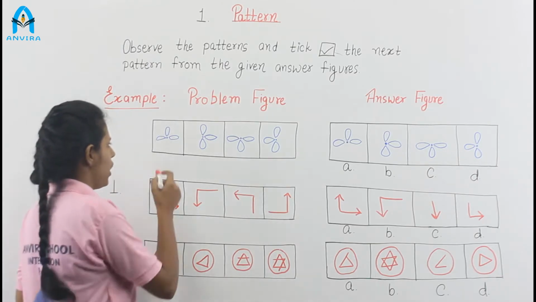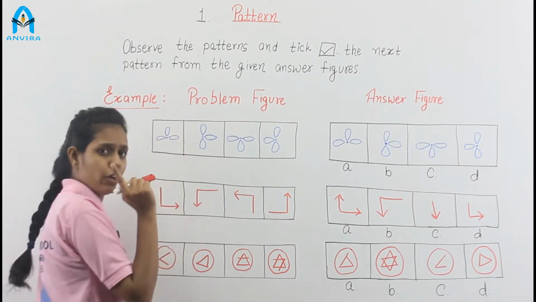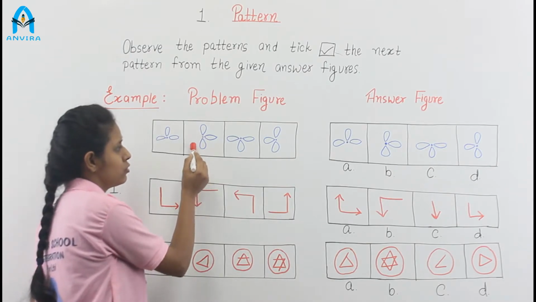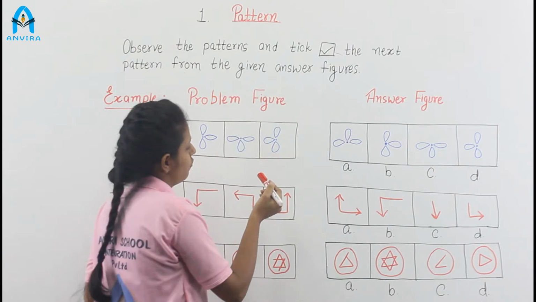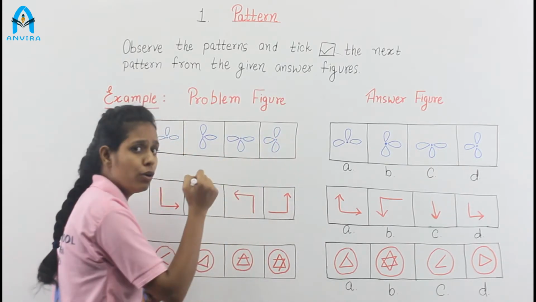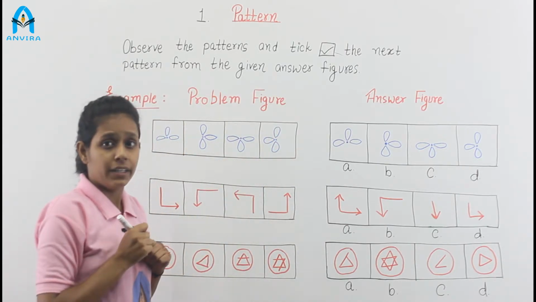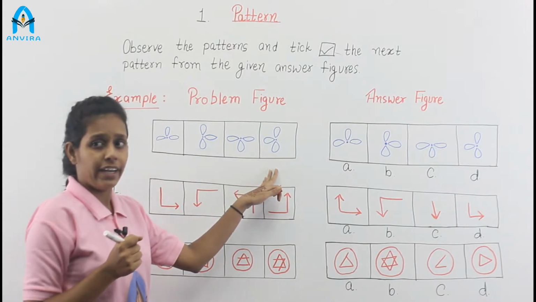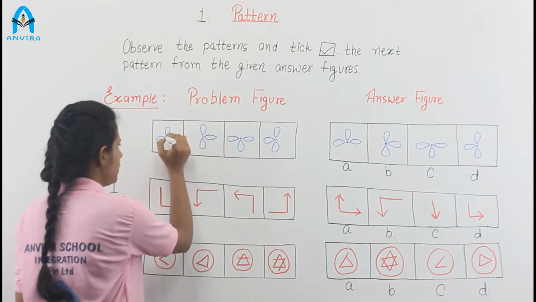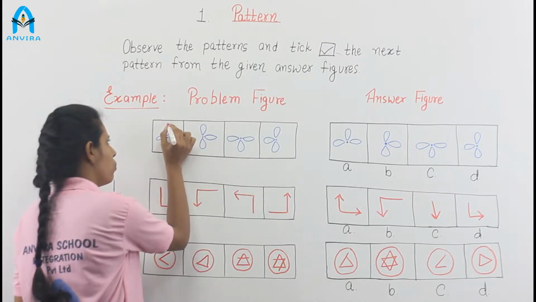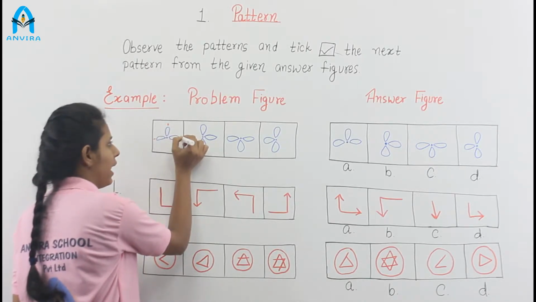Here we found a 3-leaf flower. Next is also a 3-leaf flower. Next, a 3-leaf flower. Next is also a 3-leaf flower. But here we find a difference between all of these. First is 1, 2 and 3.